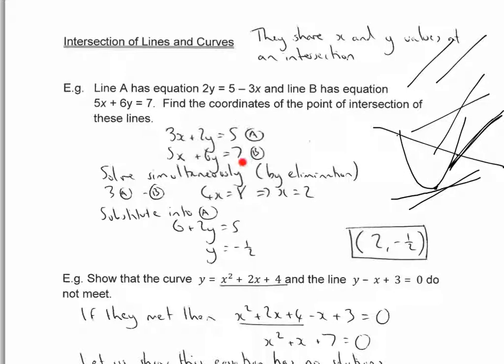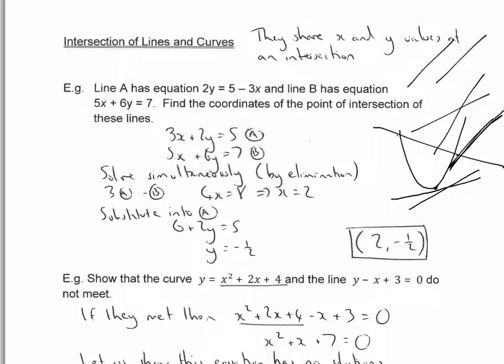So I write them down in the standard format for simultaneous equations, with the x's and y's on one side and the number on the other. I go through the solving process and I end up getting that x is 2 and y is minus a half. This is the x and y value that works in both of these, and that's the point of intersection. Of all the infinity of possible x's and y's that work in this, and all the infinity of x's and y's that work in this, the one that works in both is this one here.